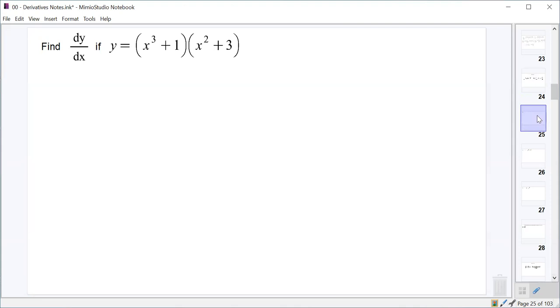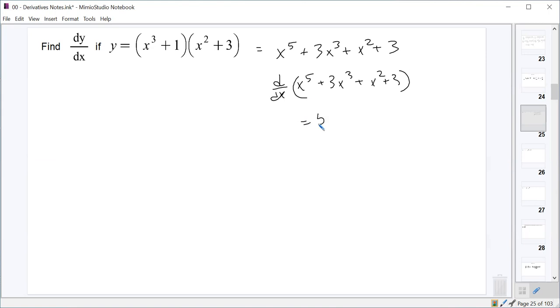We're going to look for the derivative of x cubed plus 1 times x squared plus 3. Now, obviously, if we wanted to, we could distribute this together to get x to the 5th plus 3x cubed plus x squared plus 3. And it'd actually be a lot easier if we did that and then tried to take the derivative. So if we take the derivative of x to the 5th plus 3x cubed plus x squared plus 3, we'd end up with 5x to the 4th plus 9x squared plus 2x. Right? But that wasn't using the product rule.